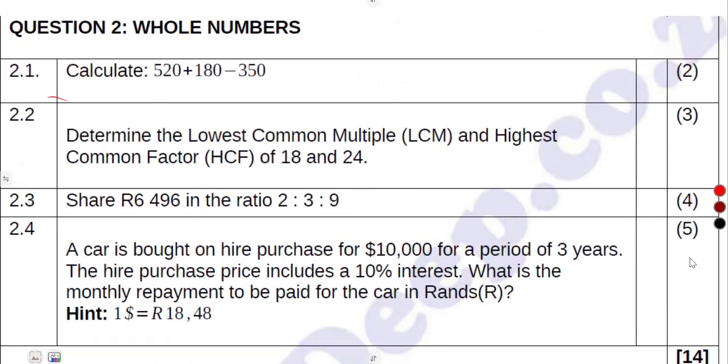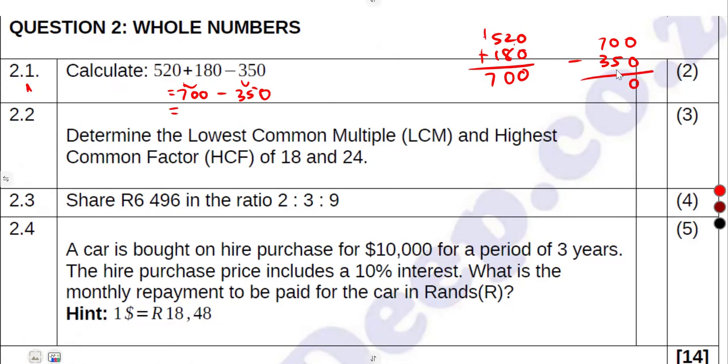All right, calculate the value of this. Here they just want you to add, guys, and then subtract, addition, then subtraction. So 520 plus 180, that's going to be 0 here. 2 plus 8, that's 10. We give a 1. 5 plus 1, that's 6, plus 1, 7. So this is equal to 700 minus 350. Guys, 350 is actually half of 700. So that's going to be 350, or just subtract 700 minus 350.